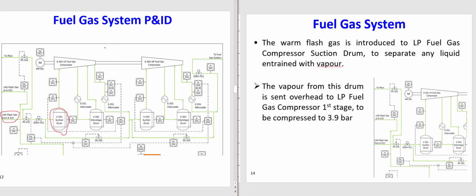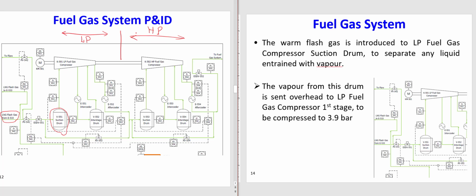Since then, we have here two compressor trains. One is low pressure, up to here is low pressure, and this train is high pressure. It's like each of them has two stages. This has two stages of low pressure.